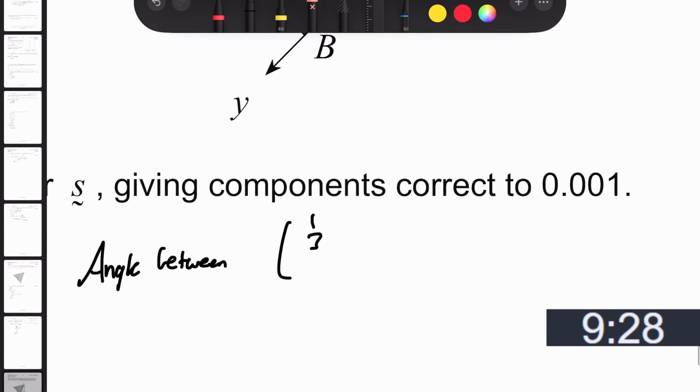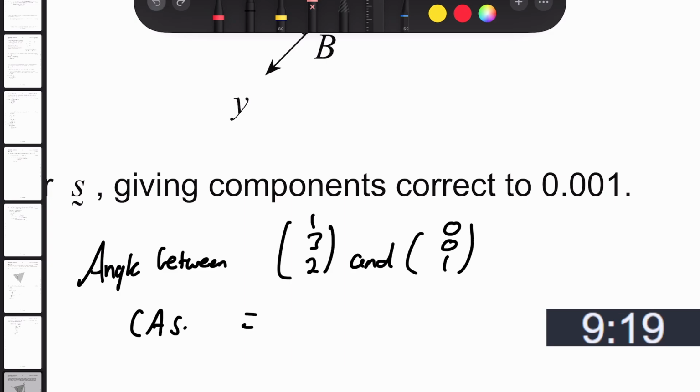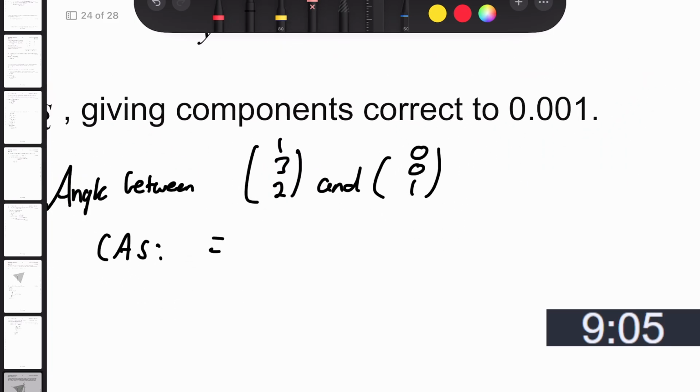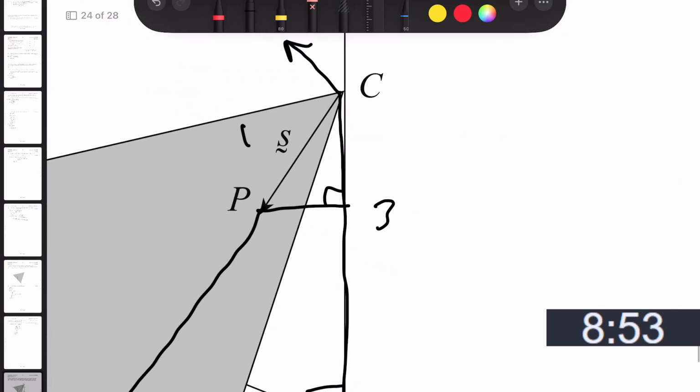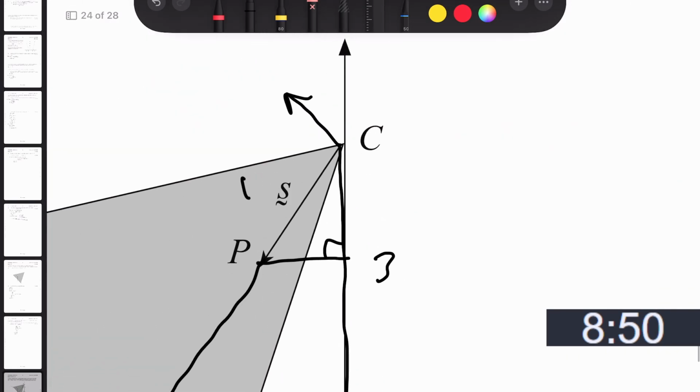(1, 3, 2) and (0, 0, 1) equals... let's say on CAS, so let's see, action, vector, angle, (1, 3, 2), and then we want the z-axis, which is going to be (0, 0, 1). And it's 1 point... what is that in degrees, so that makes more sense, 57, okay. So 1.007 radians. It's 1.007 radians. This angle here.